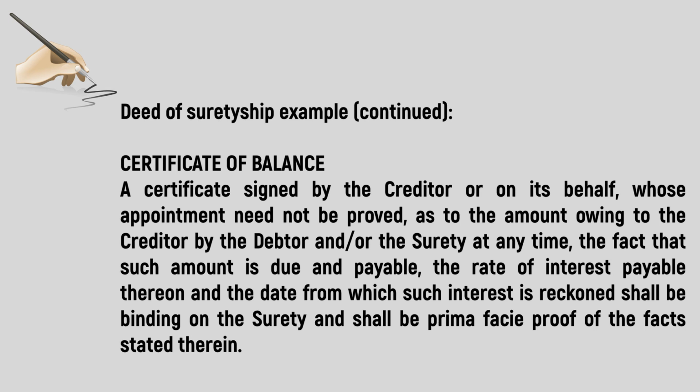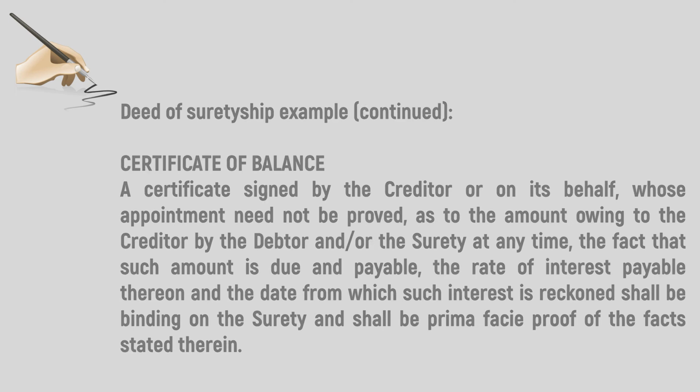Certificate of balance. A certificate signed by the creditor or on his behalf, whose appointment need not be proved, as to the amount owing to the creditor by the debtor and or the surety at any time, the fact that such amount is due and payable, the rate of interest payable thereon, and the date from which such interest is reckoned, shall be binding on the surety and shall be prima facie proof of the facts stated therein.